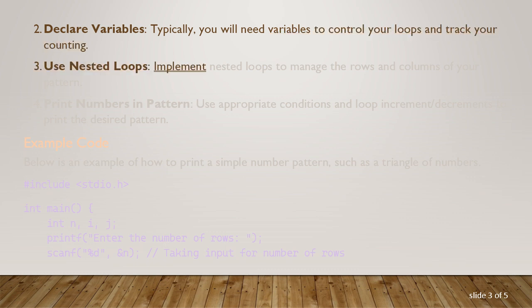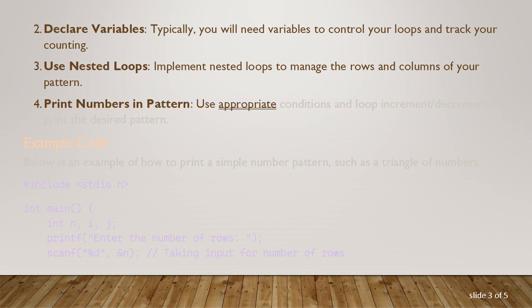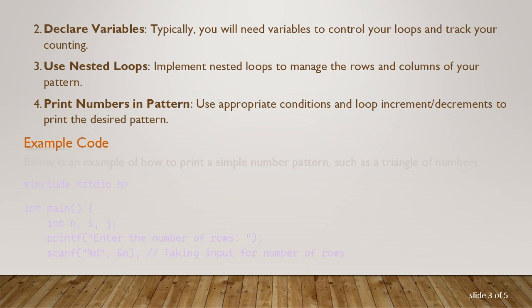Use nested loops. Implement nested loops to manage the rows and columns of your pattern. Print numbers in pattern. Use appropriate conditions and loop increments/decrements to print the desired pattern. Example code. Below is an example of how to print a simple number pattern, such as a triangle of numbers.